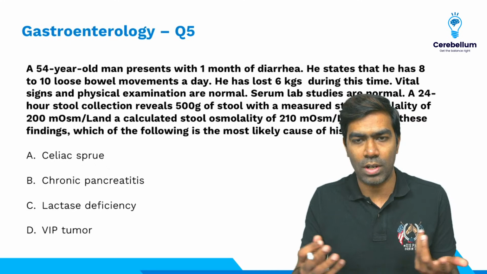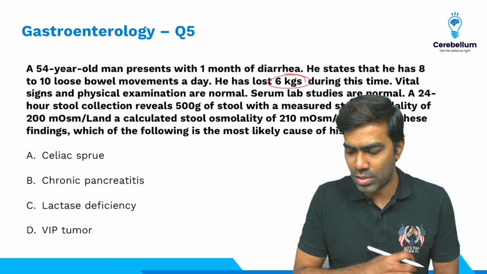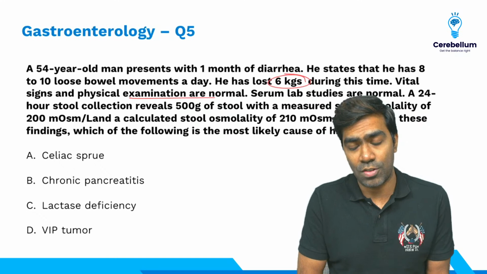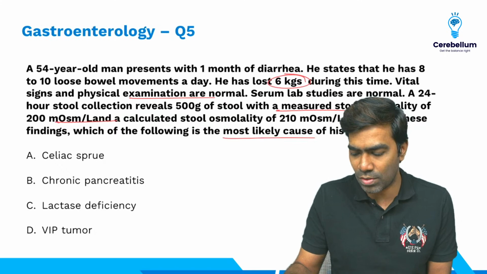Coming to question number 5, you have a 54-year-old man presenting with 1 month of diarrhea. He states that he has 8 to 10 loose bowel movements a day. He has lost approximately 6 kgs during this time. Vital signs and physical examination are normal. Serum lab studies are normal. A 24-hour stool collection reveals 500 gram of stool with a measured stool osmolality of 200 milliosmoles per liter and calculated stool osmolality of 210 milliosmoles per liter. Based on this finding, which of the following is the most likely cause of his diarrhea?